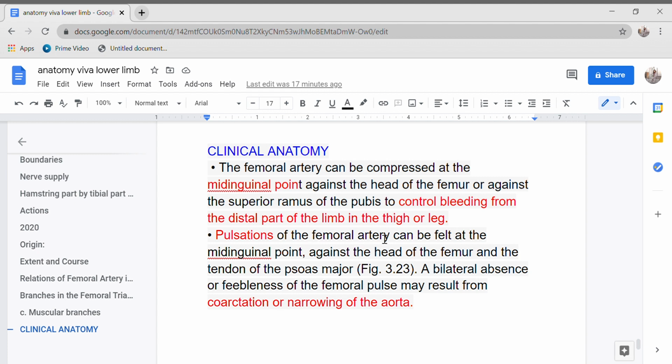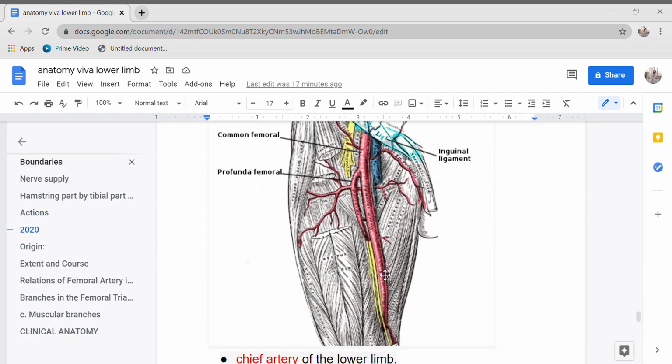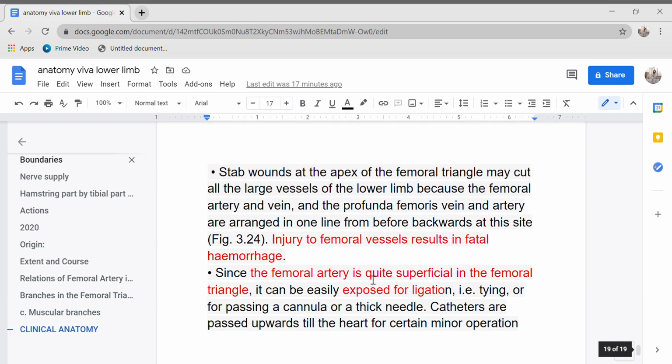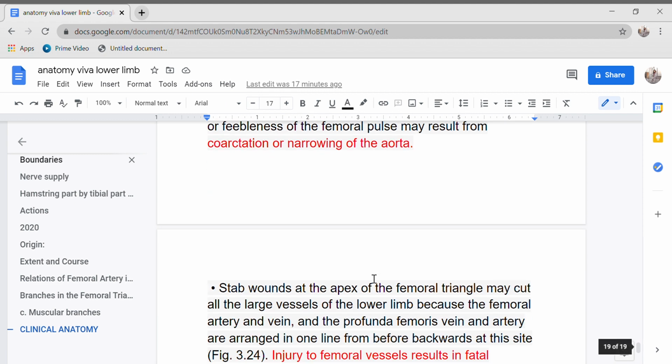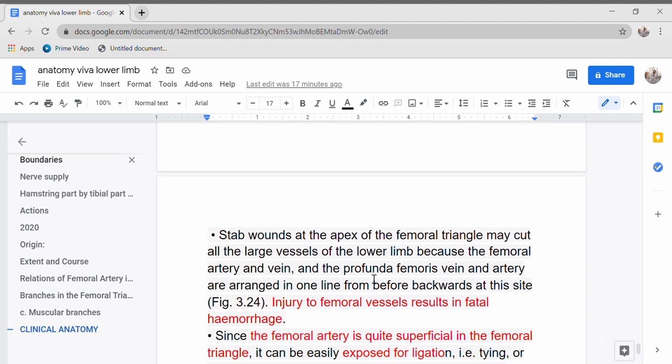Pulsation of the femoral artery can also be felt at the mid-inguinal point against the head of the femur and the tendon of psoas major. A bilateral absence or feebleness of the femoral pulse may result from contraction or narrowing of the artery, such as narrowing of the aorta. There are also stab wounds at the apex of the femoral triangle, which may cut all the large vessels of the lower limb.